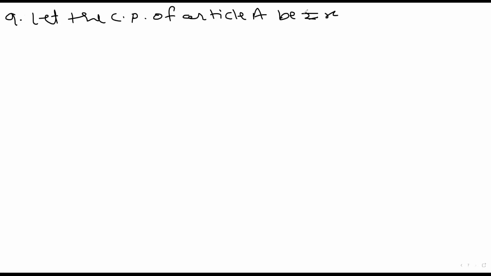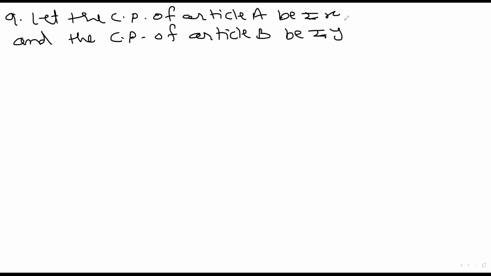All right, so first thing we have to see what should be X and what should be Y. Tell me. Sir, cost price of article A to be X and cost price of article B. Correct. Write down: let the CP, cost price of article A be rupees X and the cost price of article B be rupees Y, right?